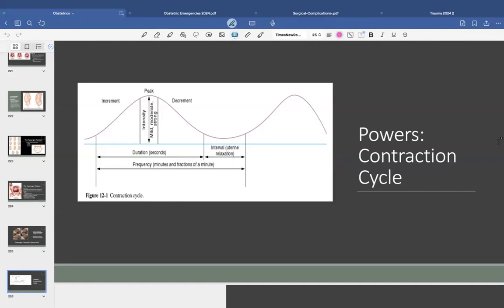The frequency, how often are they occurring? Every minute, every 3 to 5 minutes, every 10 minutes, every 20 minutes? So it's the start of one contraction to the beginning of the next. The intensity, how strong are they? Reported usually as mild, moderate, or strong.